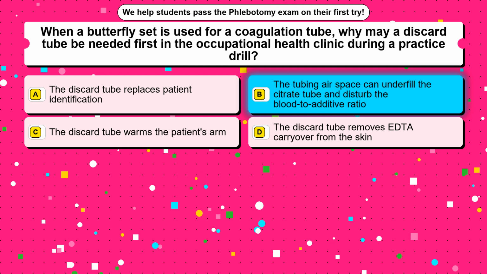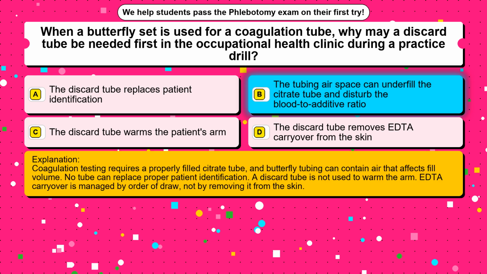The tubing airspace can underfill the citrate tube and disturb the blood to additive ratio. Coagulation testing requires a properly filled citrate tube, and butterfly tubing can contain air that affects fill volume. No tube can replace proper patient identification. A discard tube is not used to warm the arm. EDTA carryover is managed by order of draw, not by removing it from the skin.